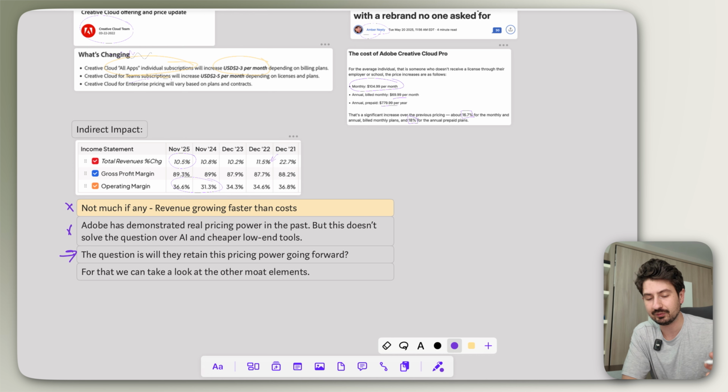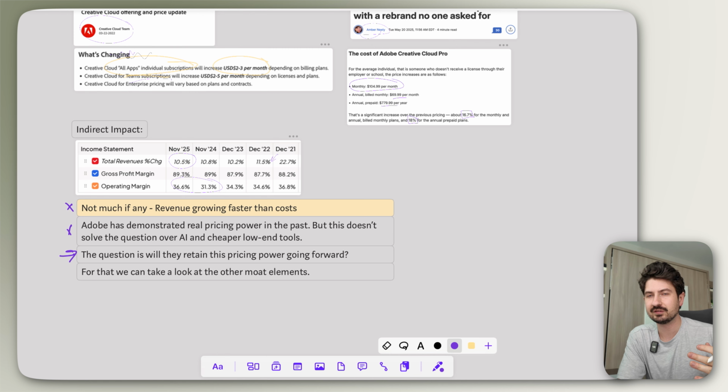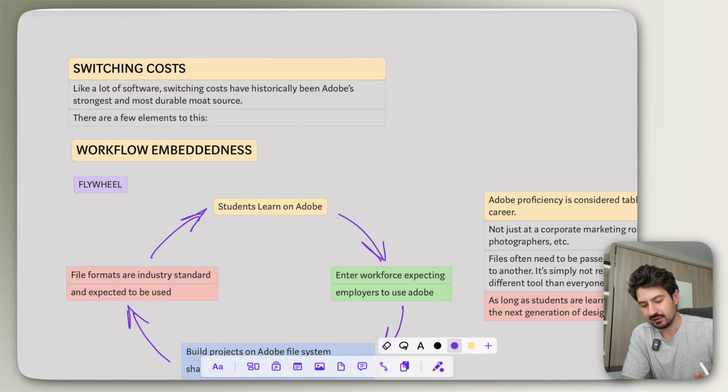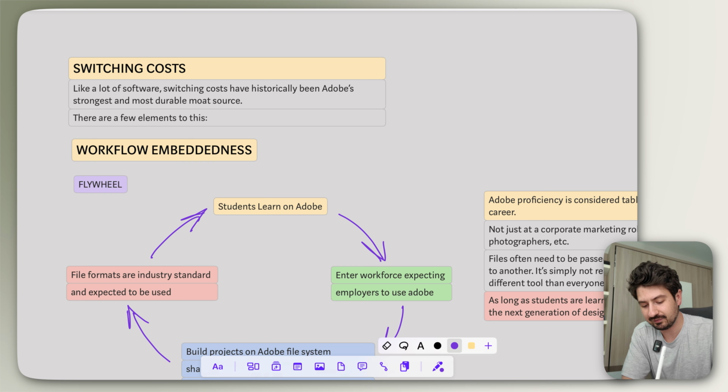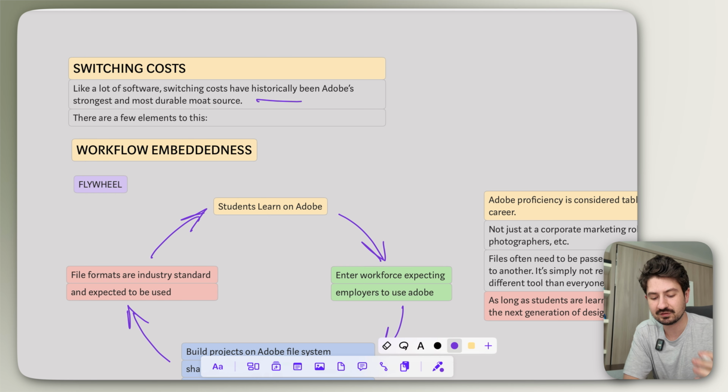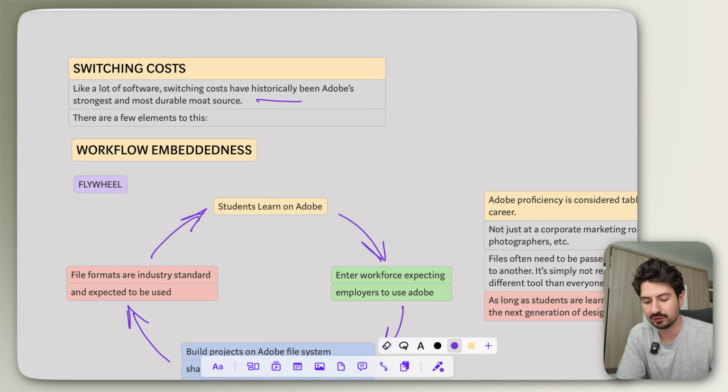And I think to do that, we have to look more at some of the other moats, because pricing power is a little bit more of a consequence of being the leader, which comes from some of the other moats. Okay, so number 2, we're looking at switching costs. Like a lot of software and SaaS businesses, switching costs have historically been Adobe's strongest and most durable moat source. And there are a few elements to this.